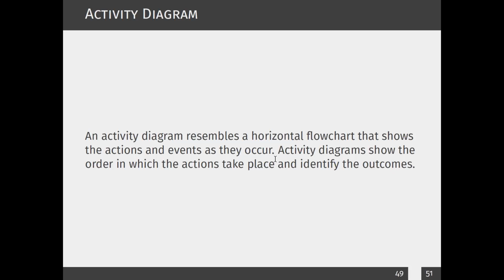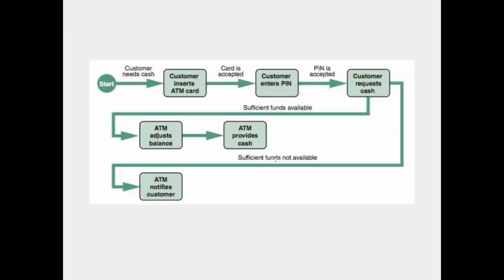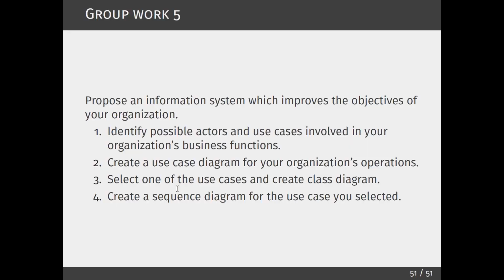Another one is the activity diagram. Here we will have an activity diagram where you have a lot of activities. For example, in this one, we have a customer. He needs cash, then goes to the ATM. Then the card is inserted, and then the PIN is entered, the customer makes the request, and gets cash. ATM updates the balance, ATM provides the cash, and ATM notifies the customer. Right. Now, these are the things that I wanted to discuss in brief.